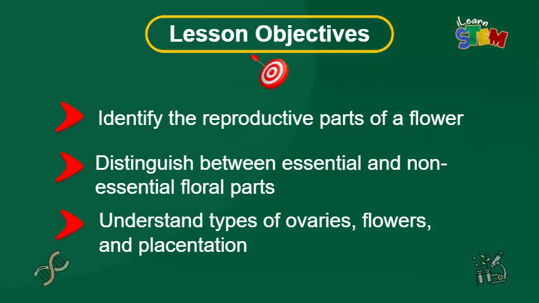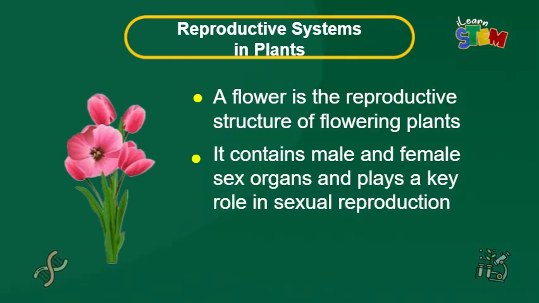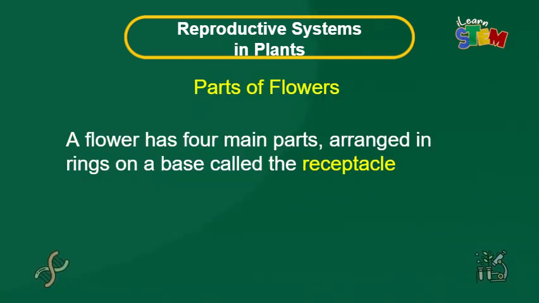Let's dive in. A flower is the reproductive structure of flowering plants. It contains male and female sex organs and plays a key role in sexual reproduction. When fertilization occurs, seeds form and grow into new plants. A flower has 4 main parts, arranged in rings on a base called the receptacle.